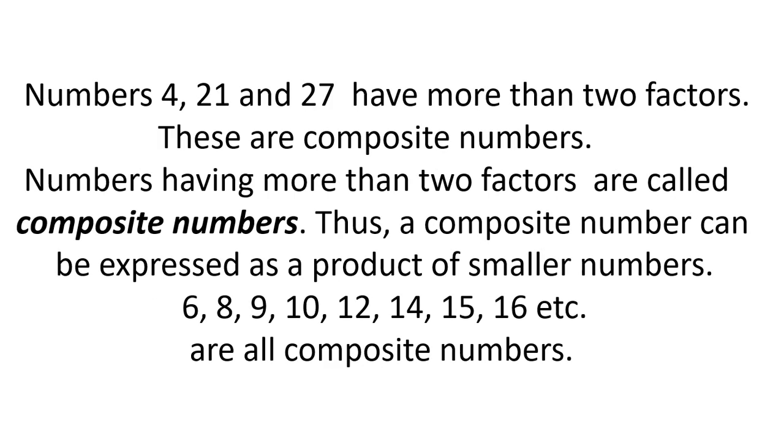Numbers 4, 21 and 27 have more than two factors. These are composite numbers. Numbers having more than two factors are called composite numbers. Thus, a composite number can be expressed as a product of smaller numbers. 6, 8, 9, 10, 12, 14, 15, 16, etc. are all composite numbers.